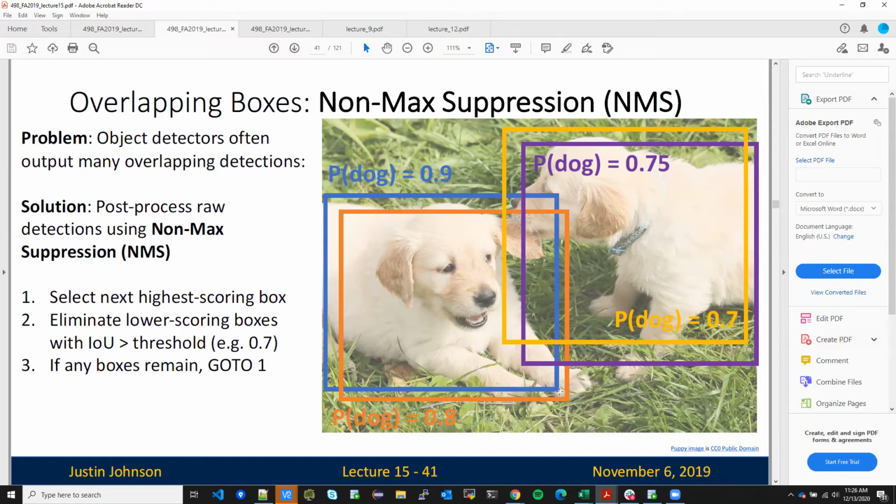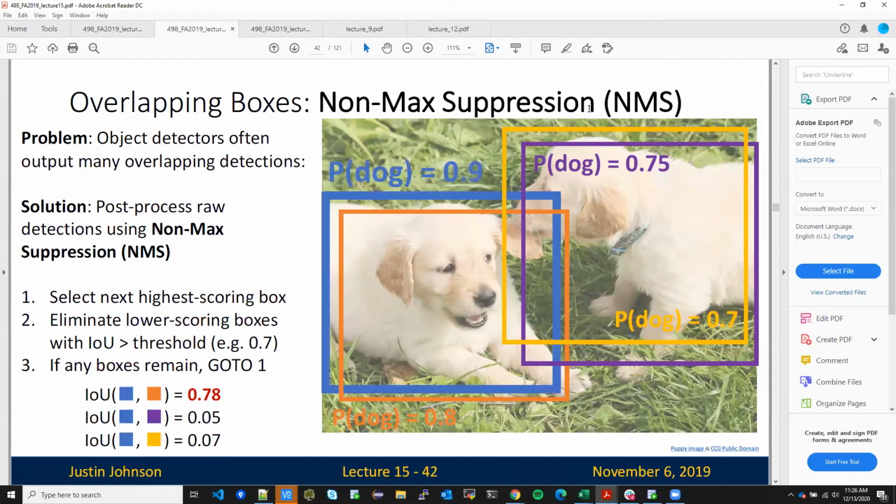I don't know if anybody else has an intuitive explanation for NMS. I think you just calculate IOU for all those overlapping boxes that you have. And then you just keep dropping the lowest one. Just keep the one with the highest score that you have. I think that's pretty much it. And then they have some thresholding of, like he mentioned, 0.5 or 0.7.